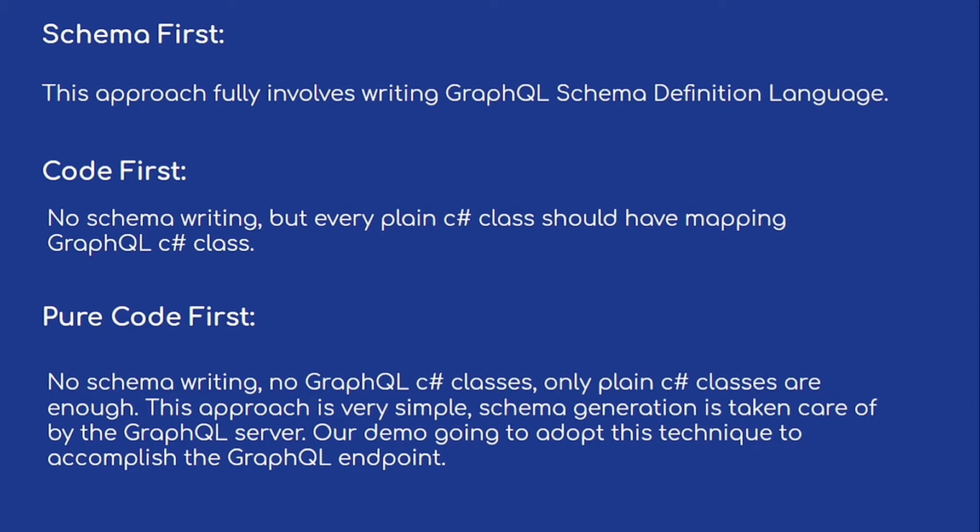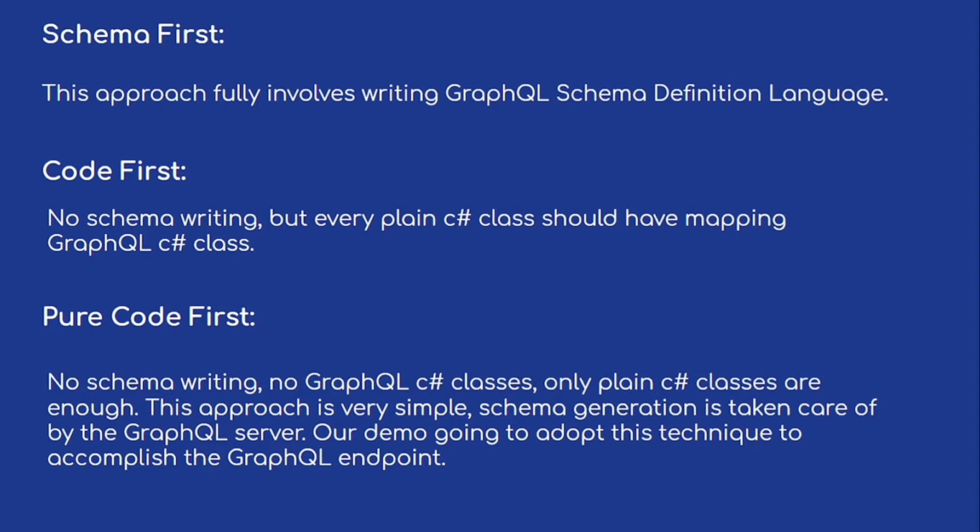Okay, so schema first. This approach fully involves writing the GraphQL schema definition language. I have already explained, schema first means we definitely need to learn a new language, the GraphQL language. Okay. So code first. In code first, we need not write any schema, but every plain C# class should have a mapping GraphQL class. This GraphQL class will indirectly generate the schema for us. So that is another technique, code first.